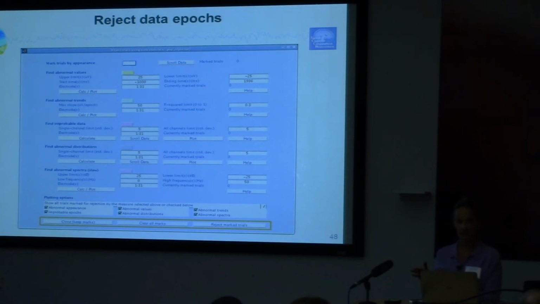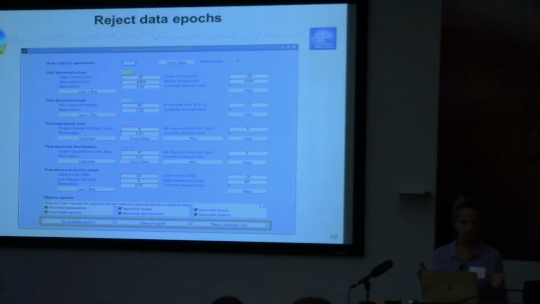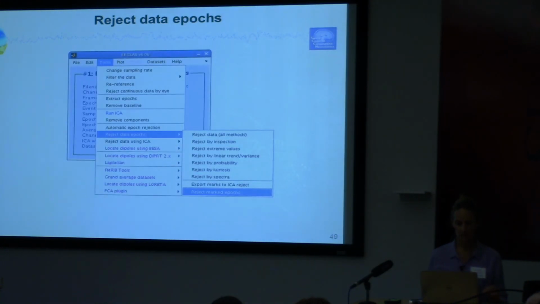You can reject these immediately, everything that was marked. You can press reject marked trials, or you can clear all the marks if you didn't like what they did, and nothing will happen in your data set, or you can choose to keep the marks but not reject anything right now. And if you choose that latter one, the way that you actually get rid of that data is to go back to reject data epochs and choose to reject those marked epochs.